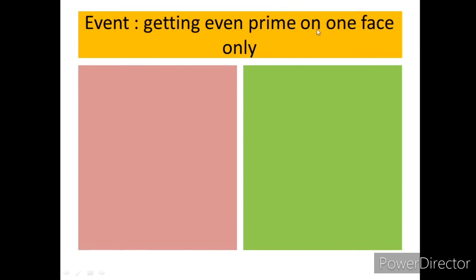Getting even prime on one face only. Here the thing is even prime. How many even primes are there? Can you remember? Yes, exactly. We have only one even prime, that is nothing but 2. That means even prime means 2. That means getting 2 on one face only. One face only. That means you have to find only one 2. If you have two 2s, that outcome is not favorable to us. Why? Because here the word only. Here the word only does not allow us to take 2 comma 2 as a favorable outcome. You have to remember that one.